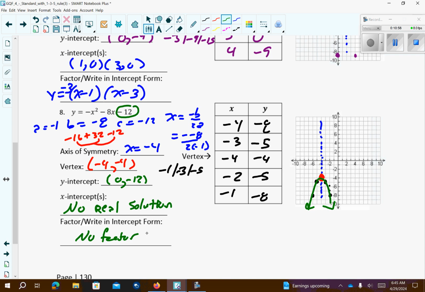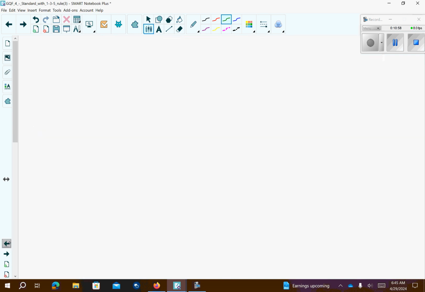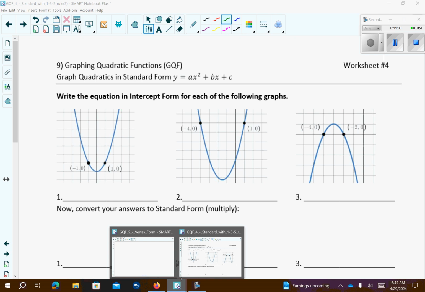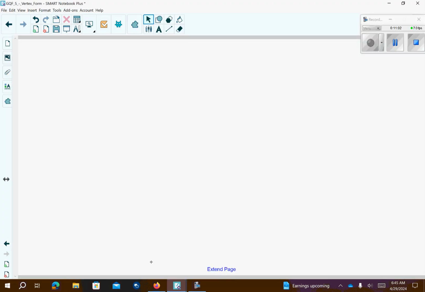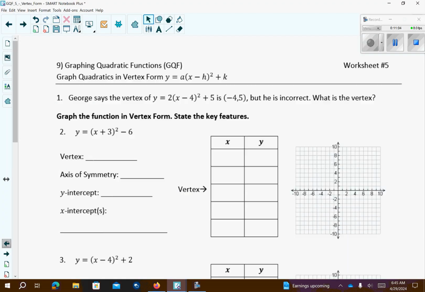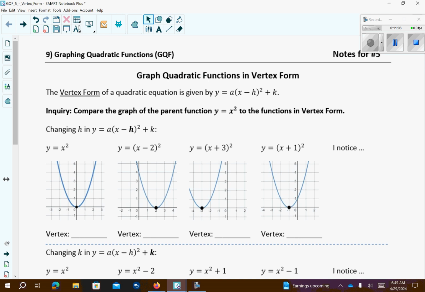Okay, so we're doing okay, I hope. So let's go back to page 131, if you don't mind. All right, so yeah, I think you'll like this one. Factored form is pretty nice. Now, so notice this one.